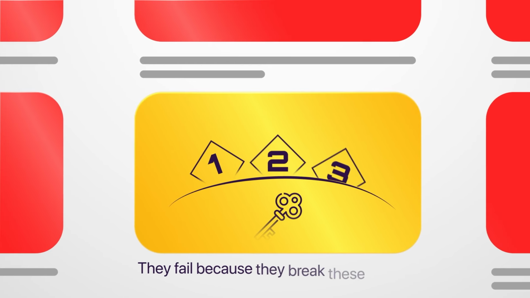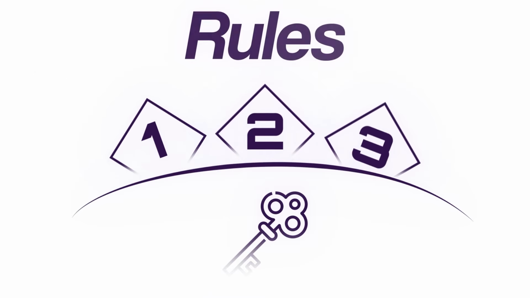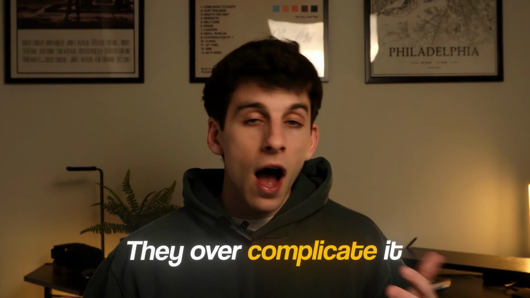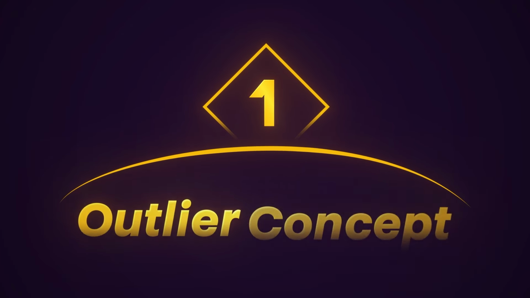Most thumbnails don't fail because they're ugly, they fail because they break these 3 rules. See, over the last 2 years, I've been studying thumbnails from some of the best creators on YouTube, and I found 3 simple rules that took my click-through rate from 2% to 8.5%. But when I hear other creators explain these same rules, they make it sound super complicated, so I'm gonna break them down in just a few minutes. Starting with rule number 1, having an outlier concept.